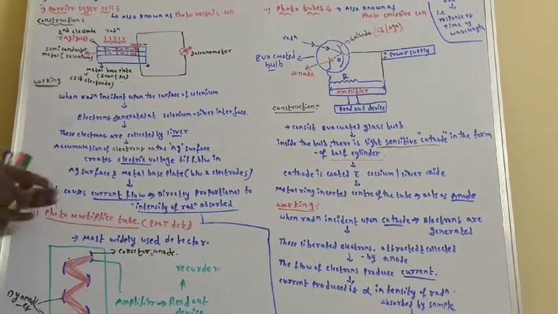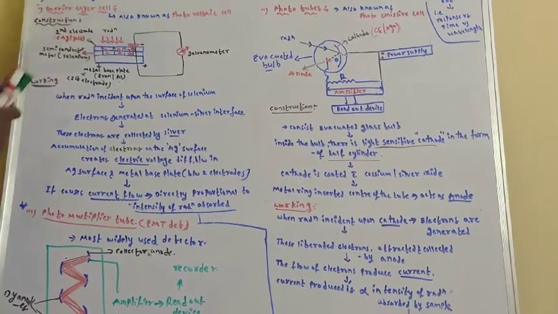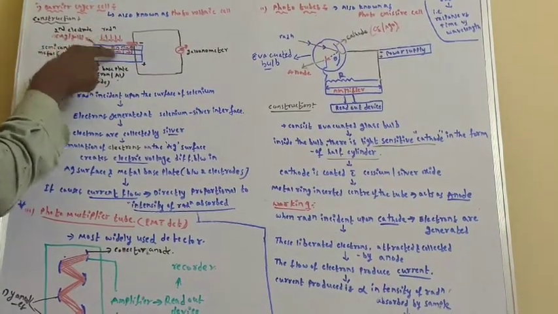This is about construction, and let's see the working principle of the barrier layer cell. Here you can see the radiation coming from the sample falling onto the detector.